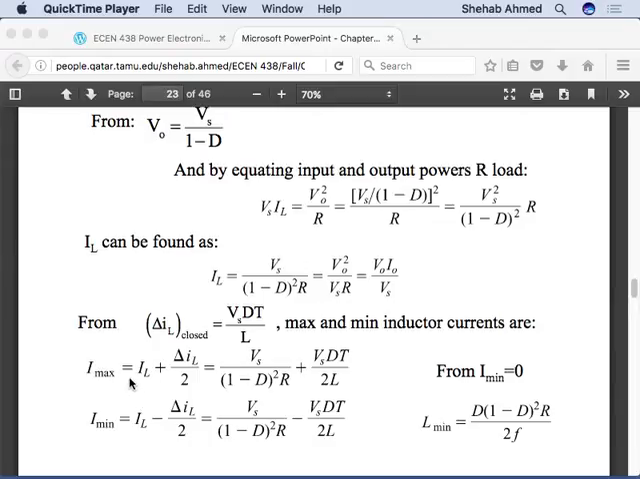I want minimum and maximum values of current so that I can do what? Equate the minimum to 0. If I equate the minimum to 0, that is the critical value of inductance to maintain continuous current. So I equate this to 0 and solve for inductance. That will give me the minimum value of inductance in terms of circuit parameters, assuming no losses. Yeah, there's no losses.